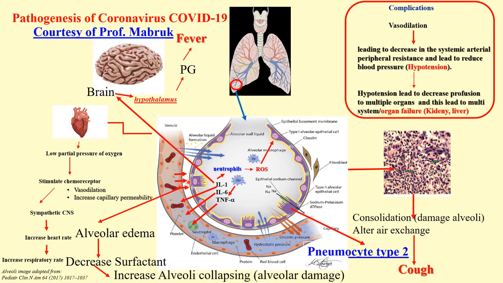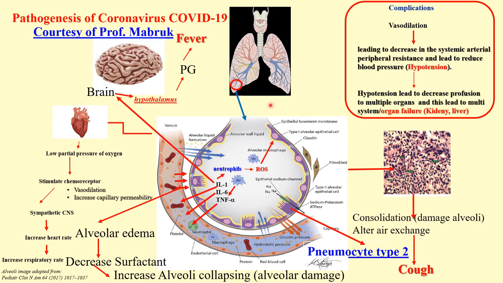So this is explaining how patients who are infected with coronavirus COVID-19 have difficulty in breathing. Now also, inflammatory mediators will go from the blood into the brain, then to the hypothalamus, and the hypothalamus will produce more prostaglandin. The increased level of prostaglandin will affect the thermocenter, and this will lead to an increase of the temperature, or fever. So this is how our patient gets fever.